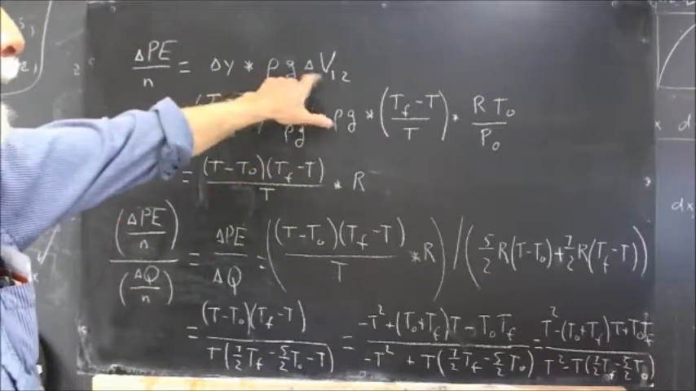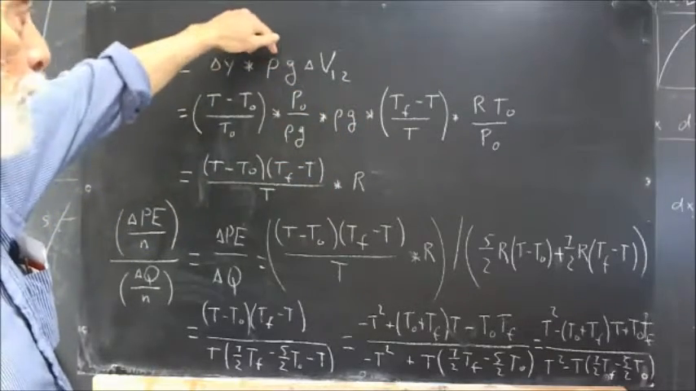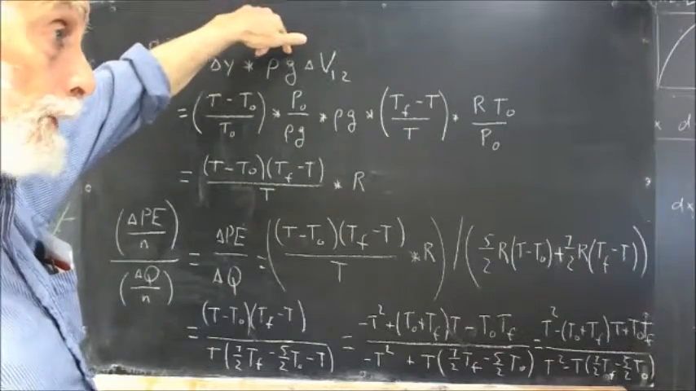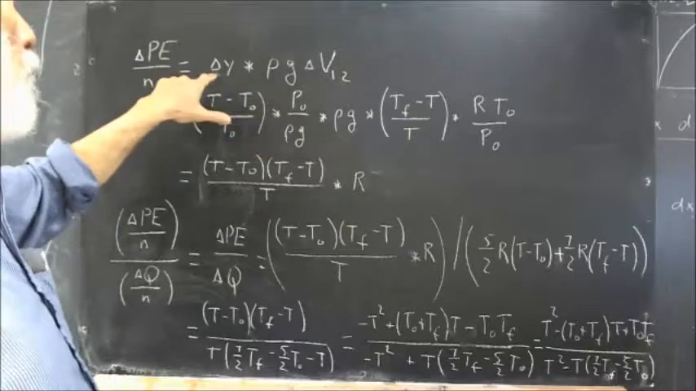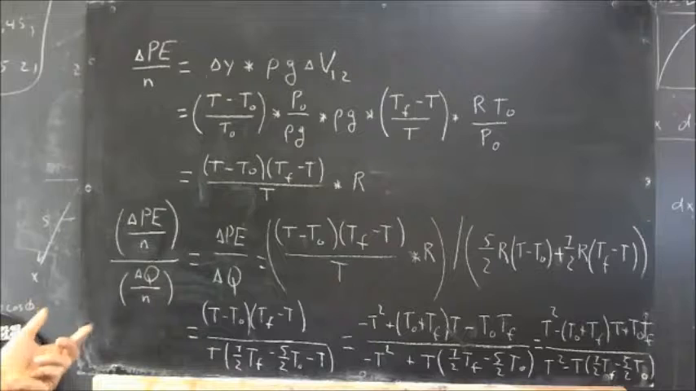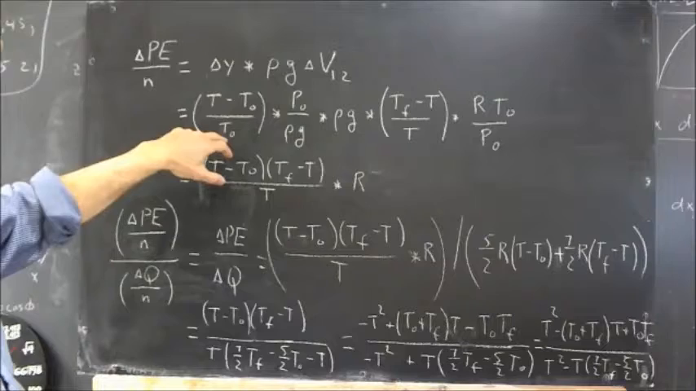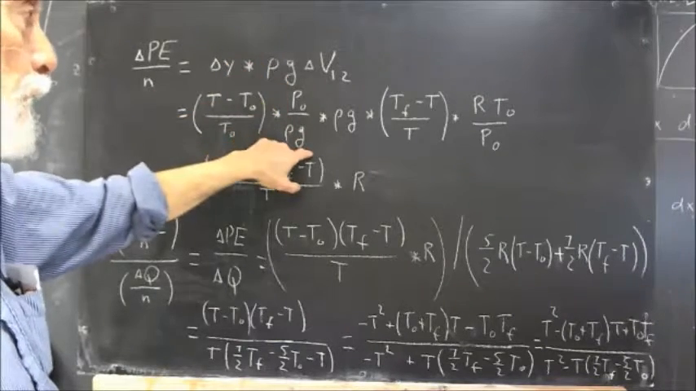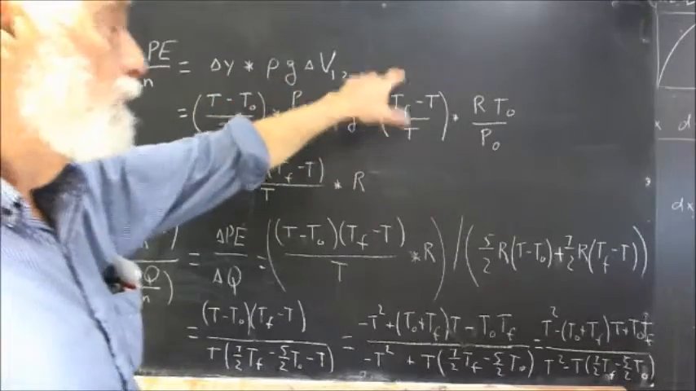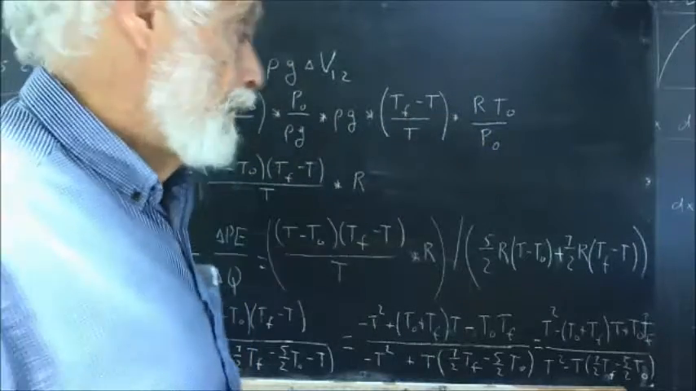The volume of the water displaced is delta V12 that we saw just previously, and we multiply that by the density of water to get the mass of the water, and then by the acceleration of gravity to get the weight of the water. So we have delta Y times the weight of the water. Now, delta Y, if you recall, was (T minus T naught) over T naught times P naught over rho G, and delta V12 was (TF minus T) over T times R T naught over P naught, the expressions that we got previously.